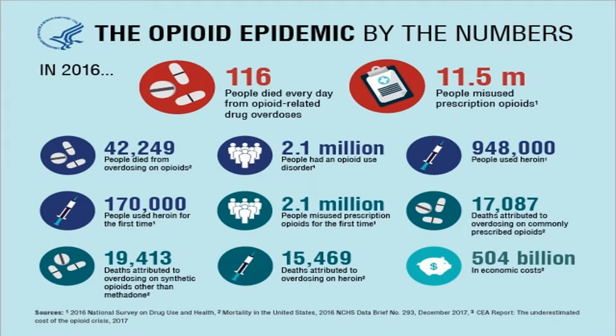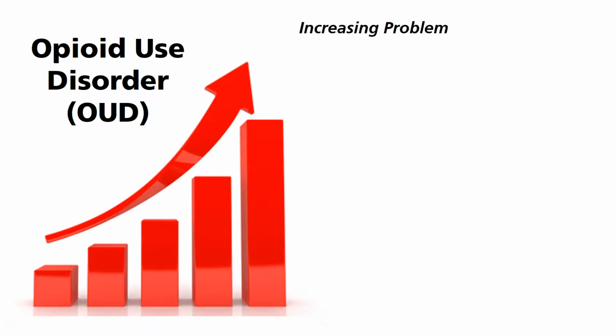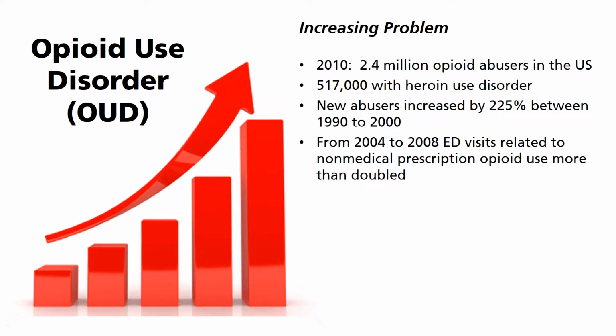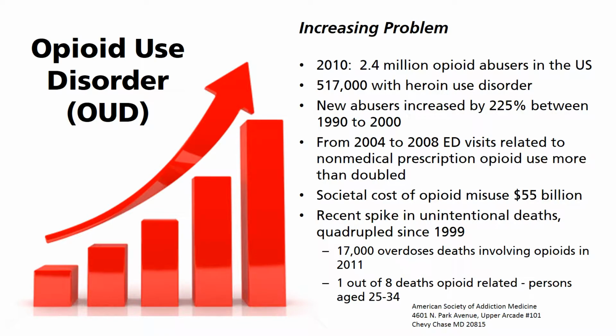Here are some 2016 numbers of the opioid epidemic. It is an increasing problem affecting over 2.4 million people in the United States, and this number continues to grow. This presents a large economic burden to the healthcare industry with a cost of opioid misuse of around $55 billion.